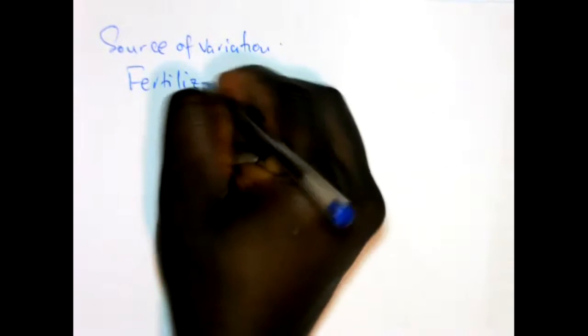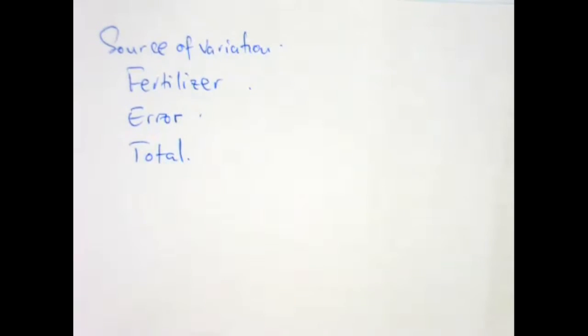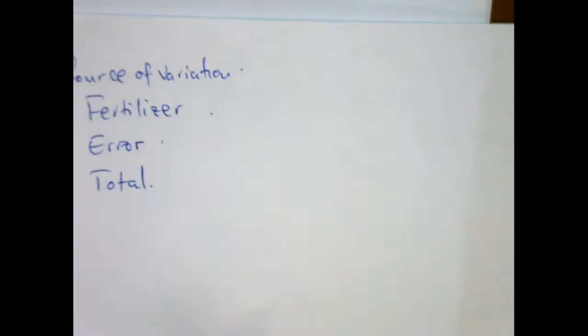So I can now put up our ANOVA table. Our ANOVA table is the same. Source of variation. In this case, we've got fertilizer. Some variation is due to fertilizer. We've got the error or the residual. Then we've got our total. Now, this is the table.